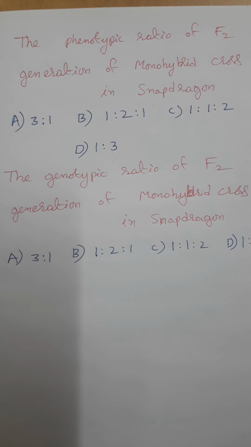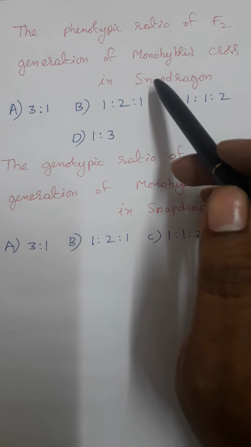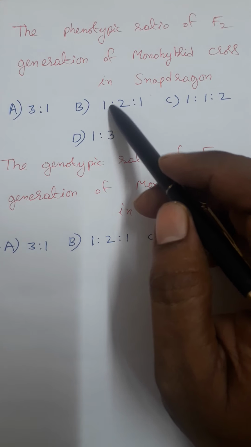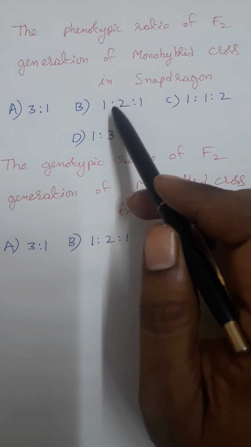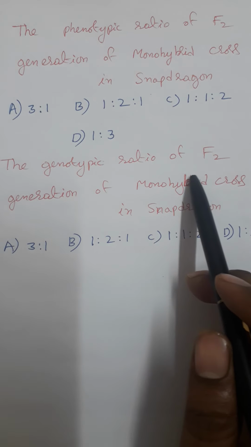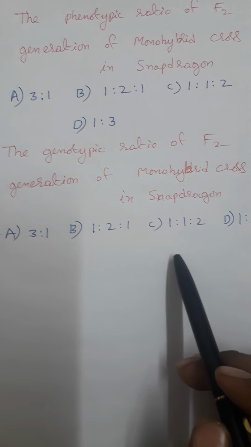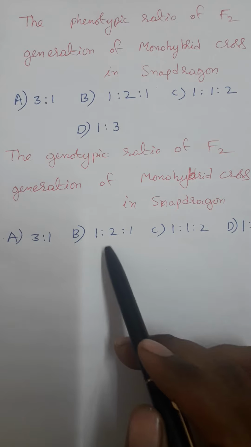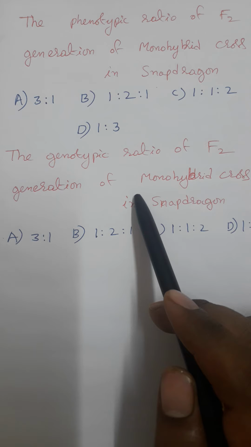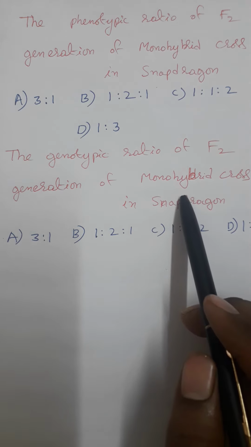Another question: the phenotypic ratio of the F2 generation of a monohybrid cross in Snapdragon. The phenotypic ratio of the F2 generation in Snapdragon plant is 1 is to 2 is to 1. Another question: the genotypic ratio of the F2 generation of a monohybrid cross in Snapdragon. The genotypic ratio is also the same, 1 is to 2 is to 1. Both phenotypic and genotypic ratios are the same in the F2 generation of a monohybrid cross in Snapdragon plant, not in pea plant.